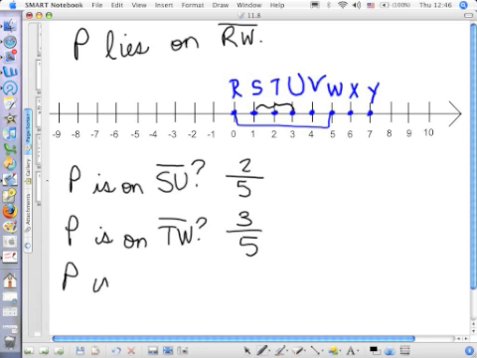What's the probability that point P is on XY? 0. Why? Because it's not even on RW. XY doesn't exist on there. So the probability is 0.